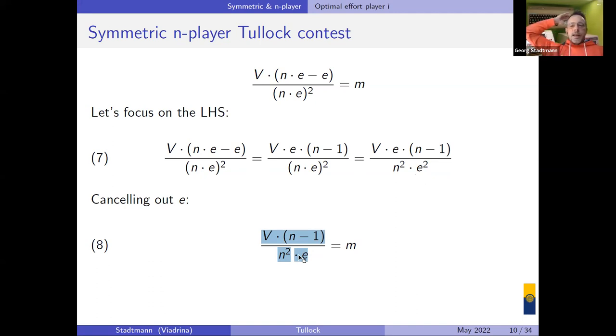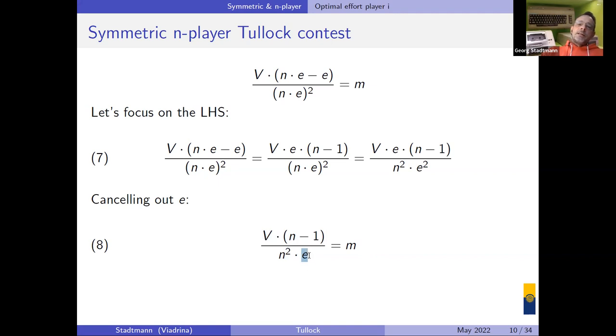In the last step, we have to rearrange equation 8 in a way that we isolate the effort level on one hand side of the equation, because we are interested in the effort level. Like, what is the optimal effort level? How much effort should this player put into training? So we have to solve equation 8 for the effort level E.